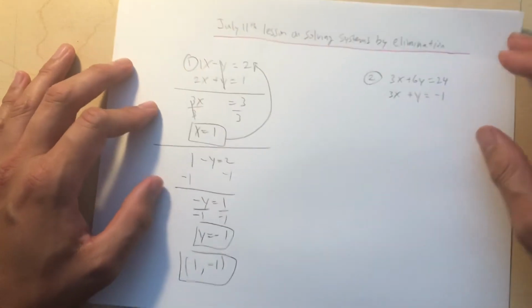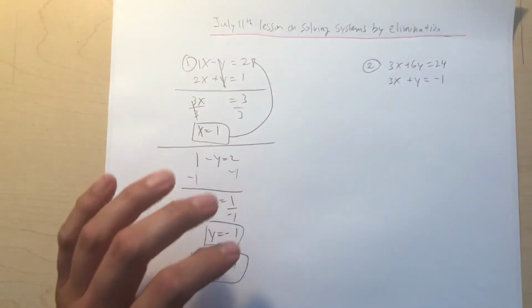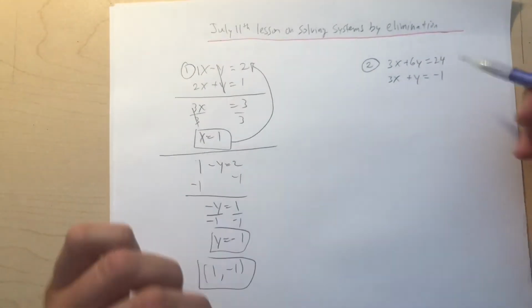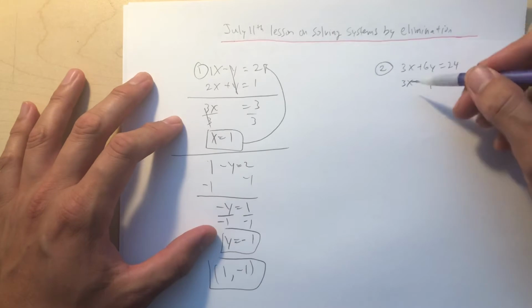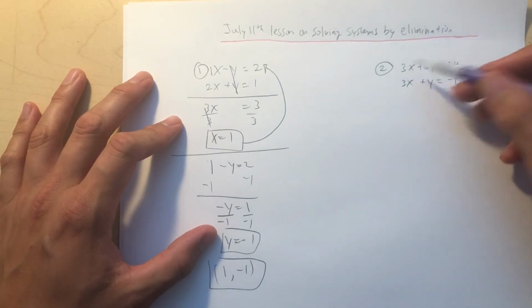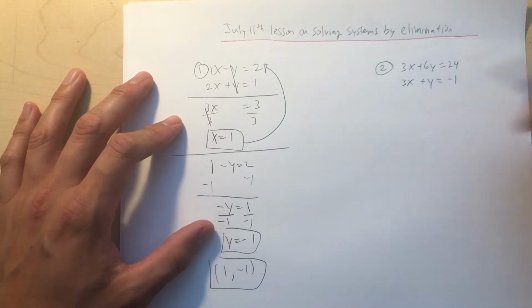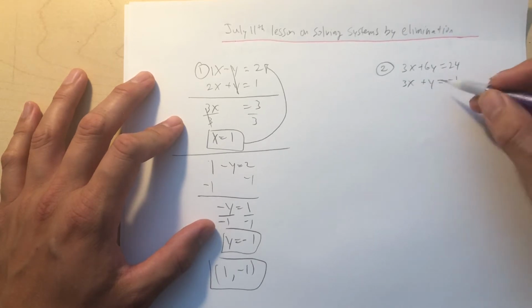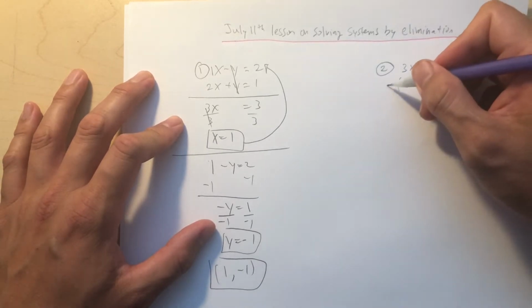All right, let's go to number 2. This one just takes one extra step just by looking. If you collect like terms now, nothing will cancel. And these two, though, they kind of look like they can cancel if one of them is a negative. So that's what we're going to do. You have to make one of them a negative. I'm just going to choose the bottom one because it looks a little bit easier to multiply. So I'll multiply this one by negative 1.